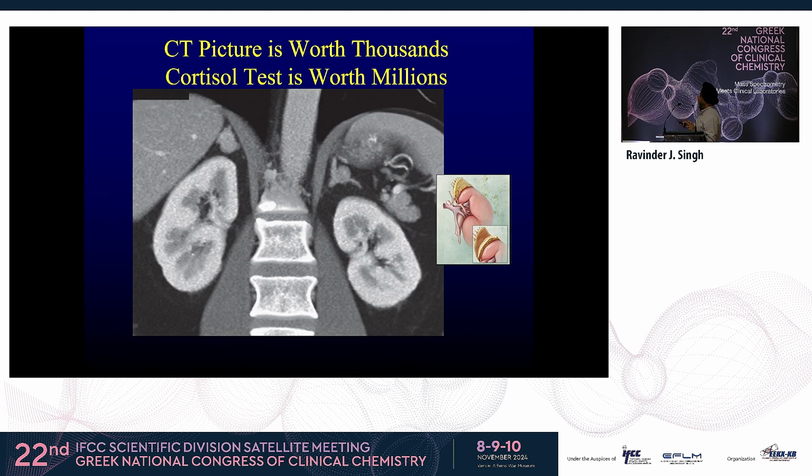So the radiology, normally is very good, looking at the size and the Hounsfield units. But this is a slide which was long when I started my career, where I said the CT picture is good, is worth thousands, but our lab tests are worth millions. But now I'm changing that.